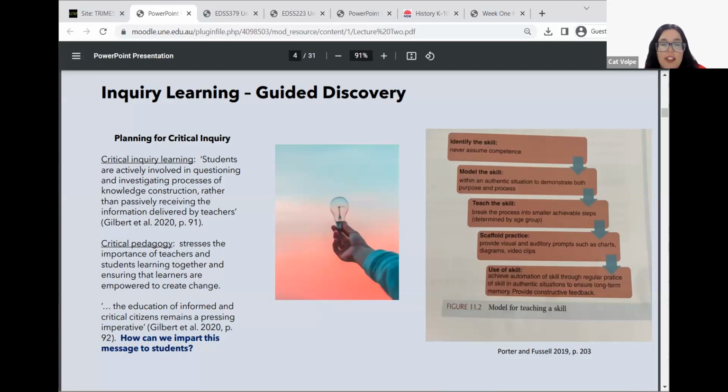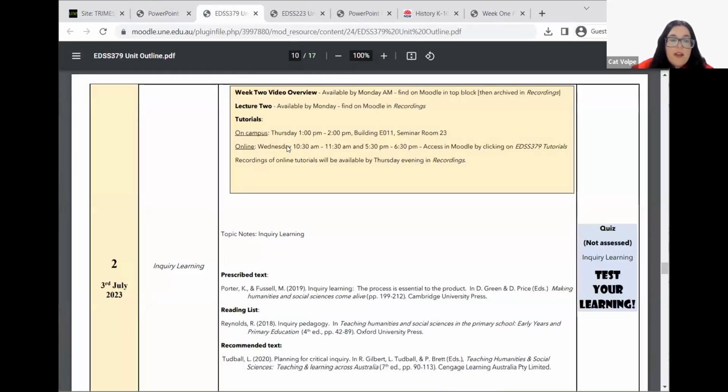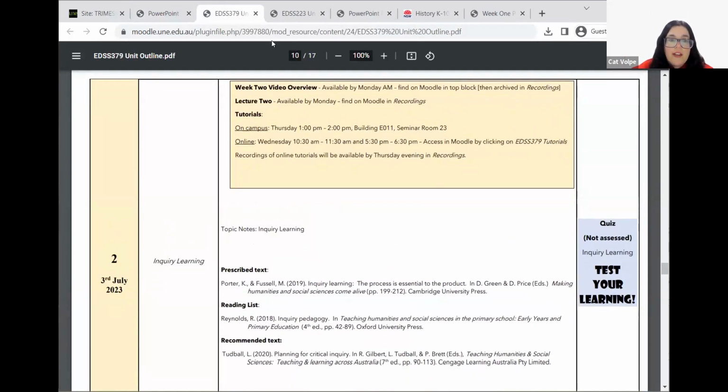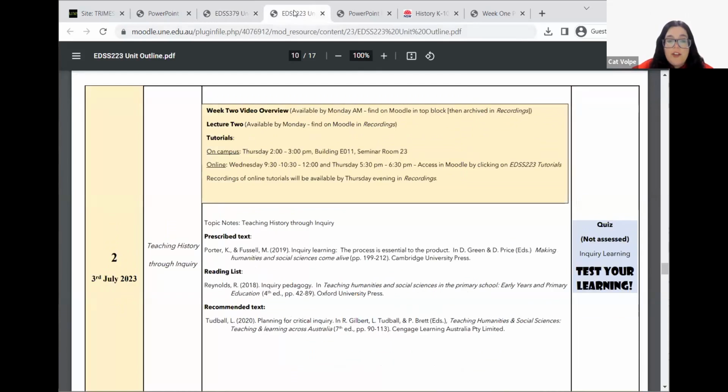As I said, some really great ideas are coming through on what the humanities and social sciences, the HISI-HAS subjects, are all about. This week, we are moving into inquiry learning. As I said, a very important week, the most important week. The readings are a little bit less. For both units, they're exactly the same, which is why I'm doing a combined video. This is the one for 379, exactly the same as 223.